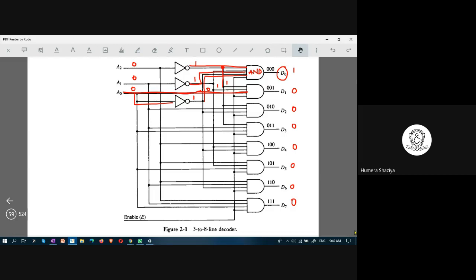You please construct 2 to 4 line decoder, 3 to 8 line decoder, and 4 to 16 line decoder. Then try to understand how connections are being given such that only one gate would give 1 at a time, remaining all gates would give 0. Until and unless you sit and solve, you won't understand. This is like mathematics. If you solve a problem, you will get to know the intricacies.